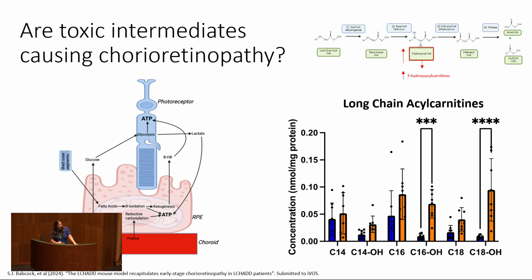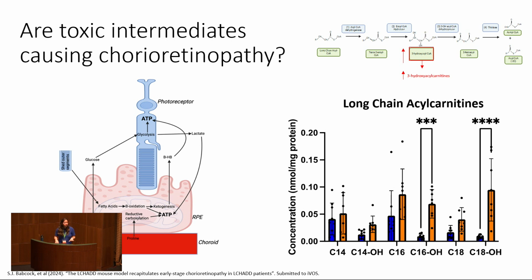Those are the hydroxyacylcarnitines. And so when you pair this with the data that I showed previously, where these mice also have decreased visual performance, you can then start to develop an association between hydroxyacylcarnitines and visual performance. Now, I want to make sure that this is not enough to confirm this hypothesis. There's many, many more studies that need to be done.